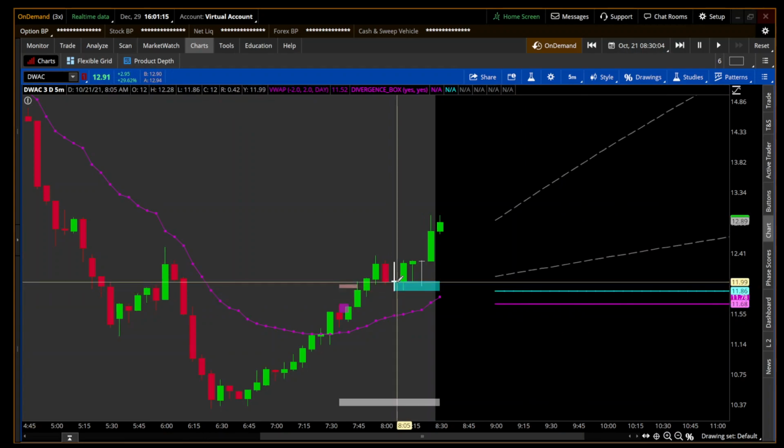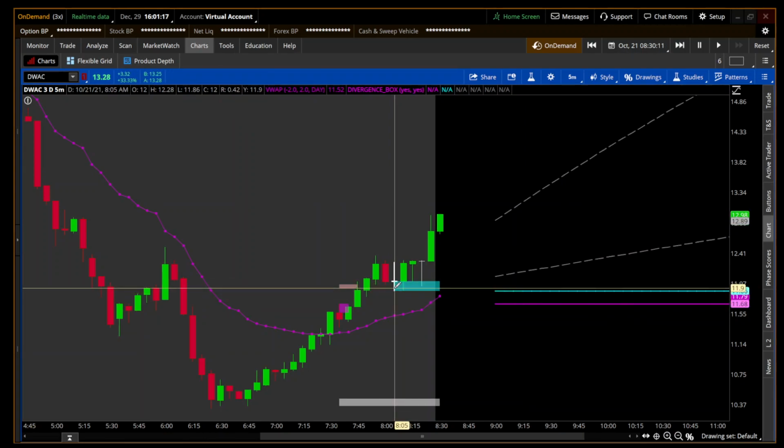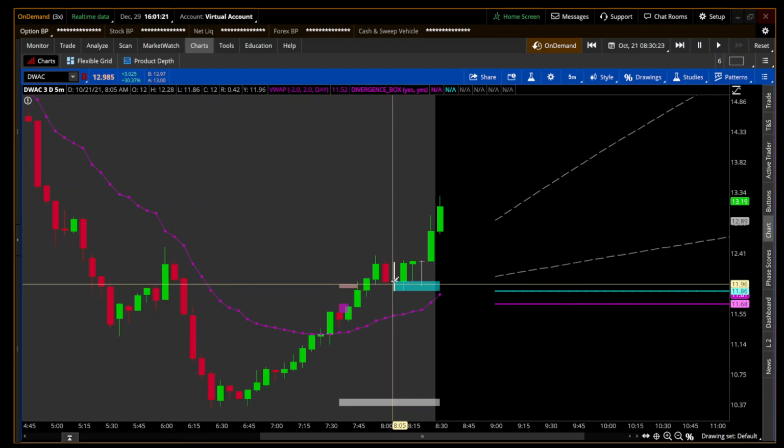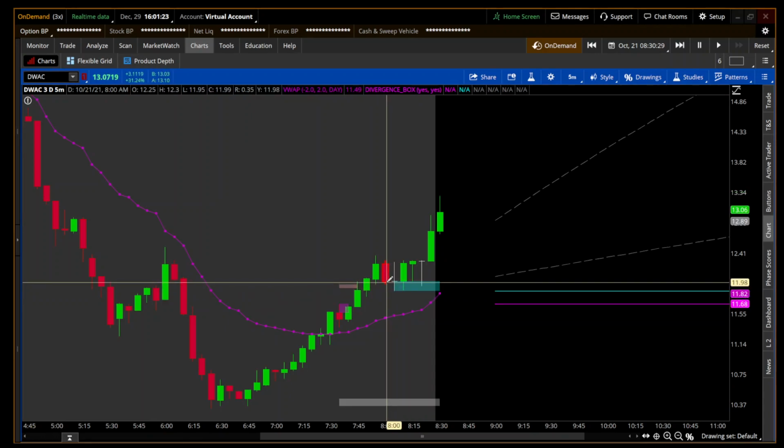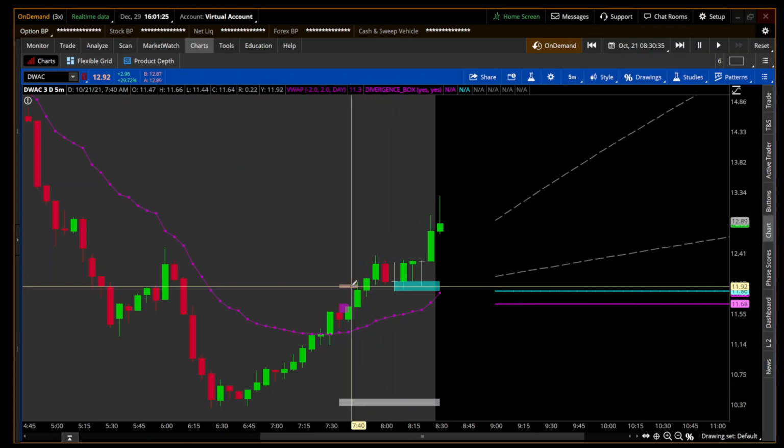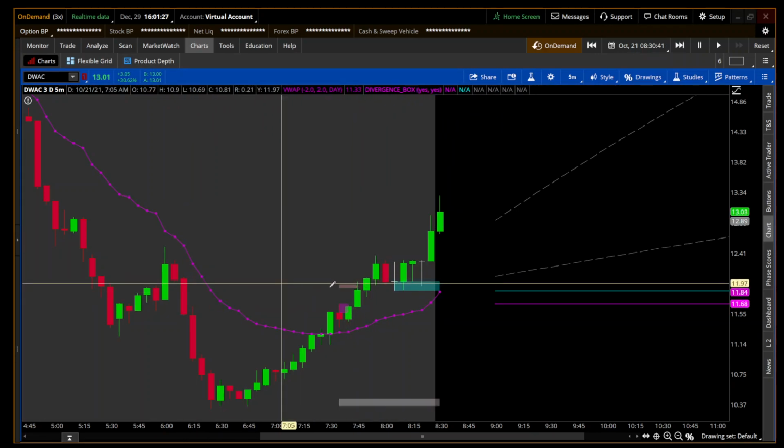But it found divergence right here. This is bullish divergence. The price made a new low, but close made a new high. This is the previous close. And this is bearish divergence, but it's pulling it away from over there.